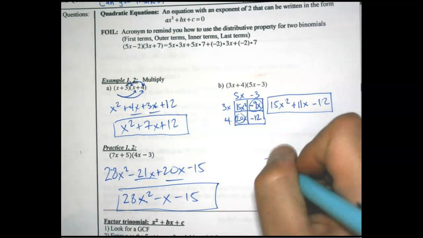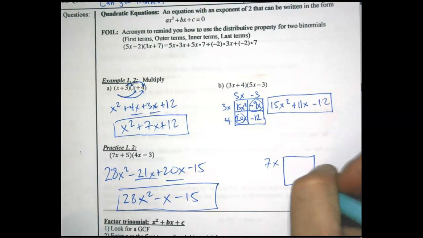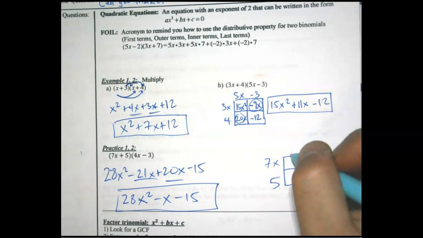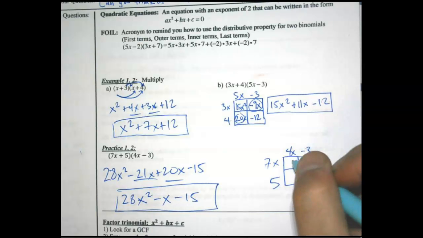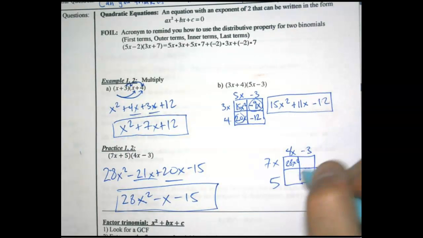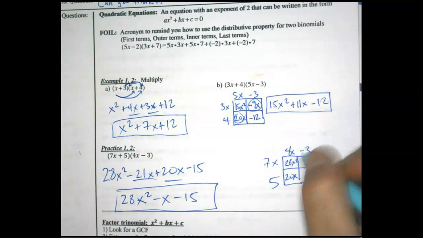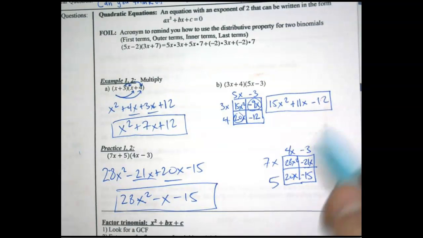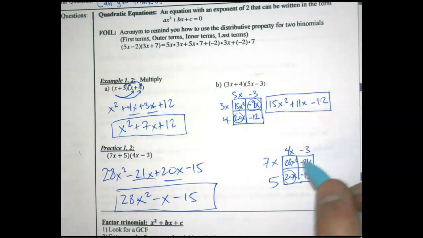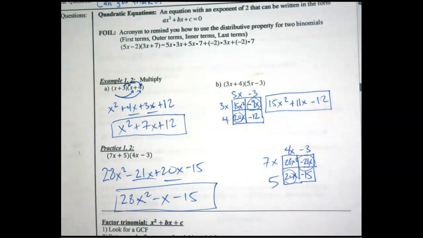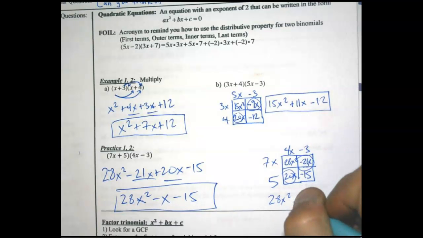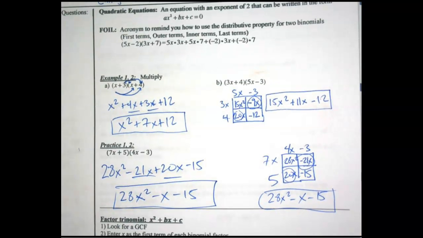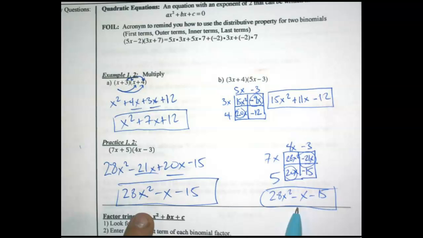Again, same problem done using a box method. I could put, again, a 2 by 2 box. 7x plus 5 on one side, 4x minus 3 on the top, and then 7x times 4x is 28x squared. 5 times 4 is 20x. 7 times minus 3 is minus 21x. Negative 3 times 5 is negative 15. Combining your like terms, 20x minus 21x leaves me with negative 1x still. 28x squared comes along for the ride, and minus 15 comes along for the ride. So again, you can multiply two binomials using either FOIL or box method, and you still get the same answer.